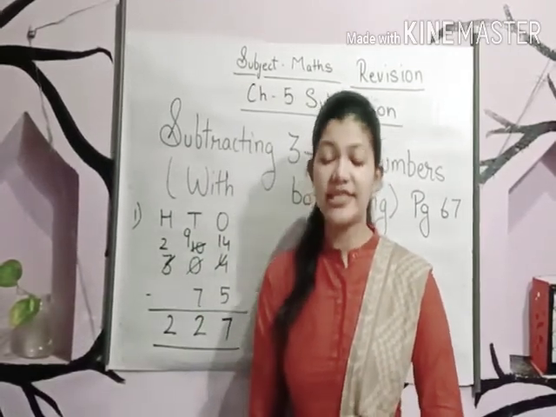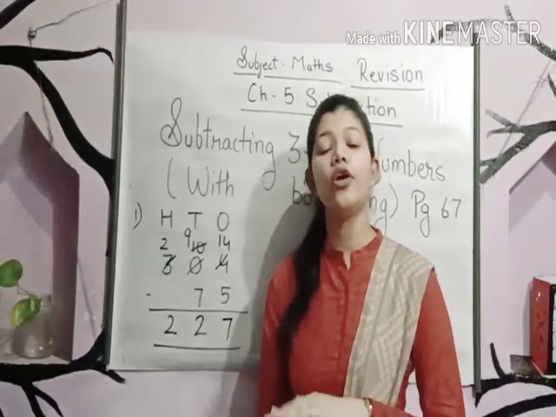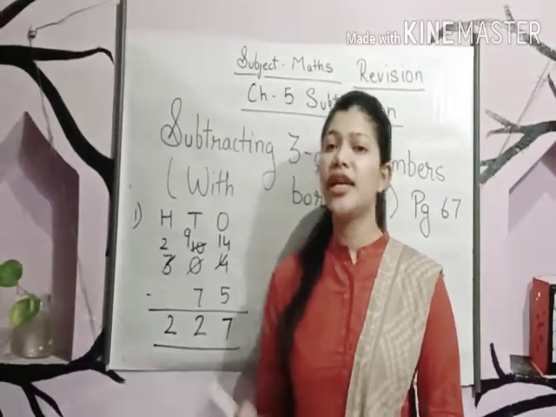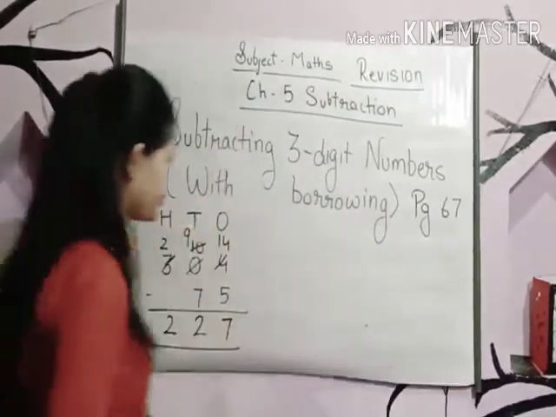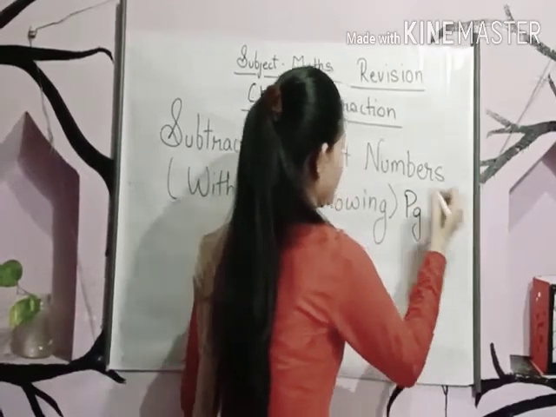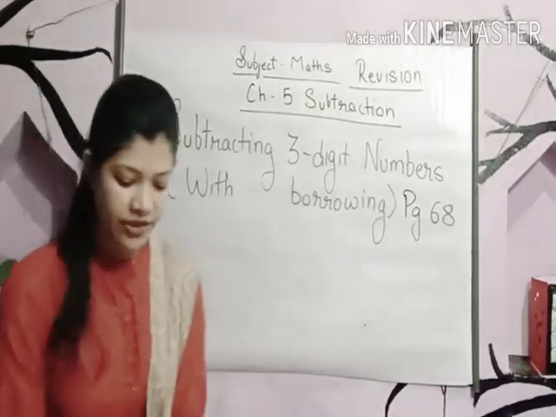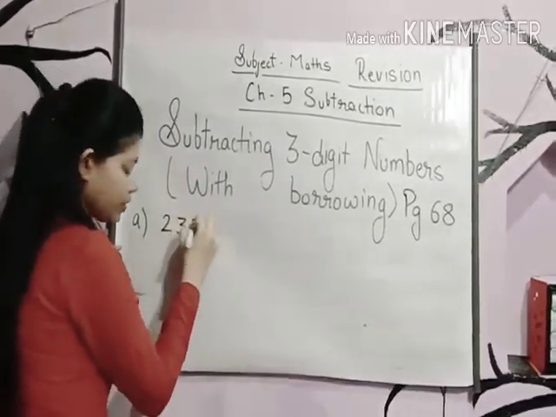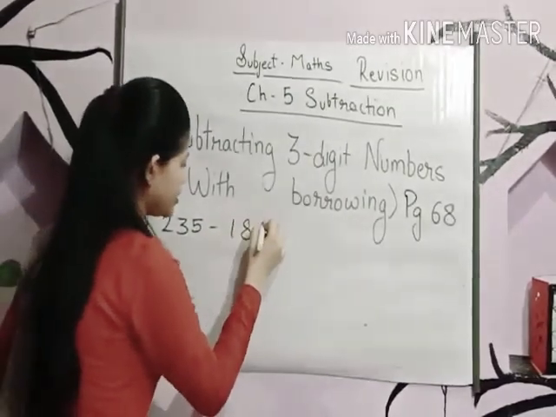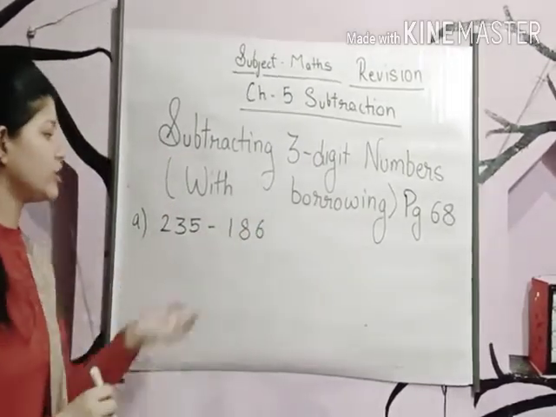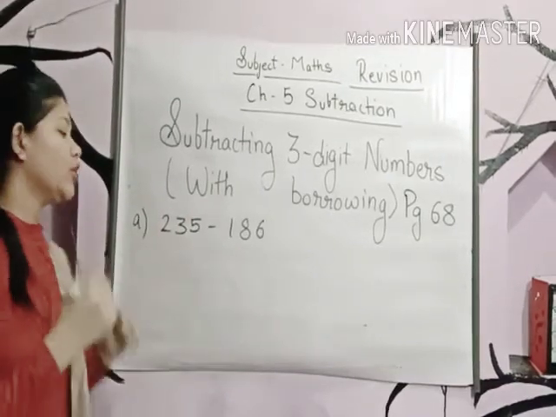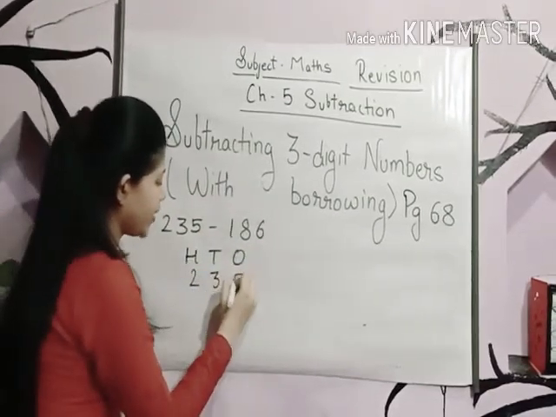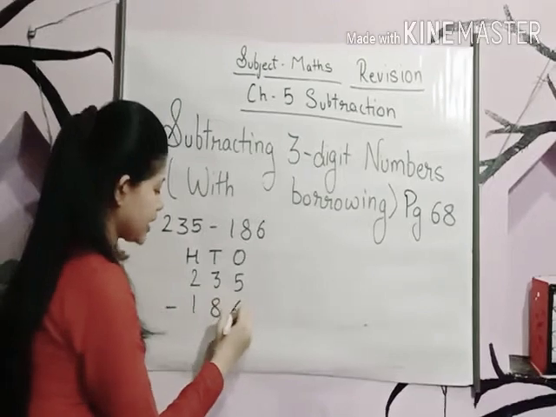Now let's come to the next page, page number 68. Now see here, a quick assessment is given. Here also you have to subtract 3-digit numbers with borrowing. So let's take one example from here also. First one, see, 235 minus 186. Now we have to subtract 186 from 235. So first we will write under the columns of hundreds, tens and ones. Let's write 235 minus 186.